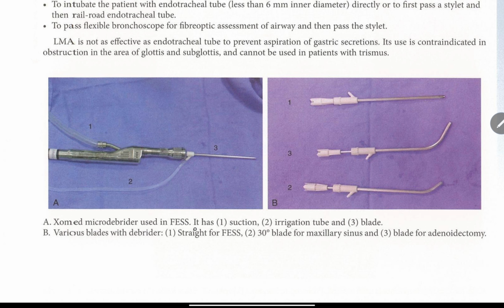Microdebrider used in FESS. It has a suction irrigation tube and blade. Various blades with debrider: straight for FESS, 30-degree for maxillary sinus, and a blade for adenoidectomy.